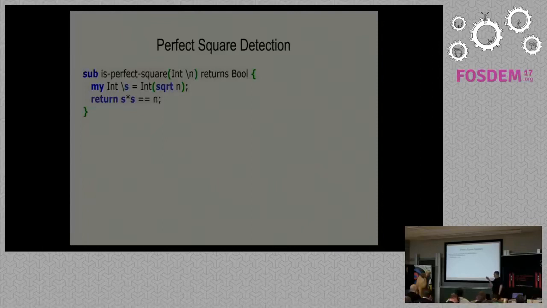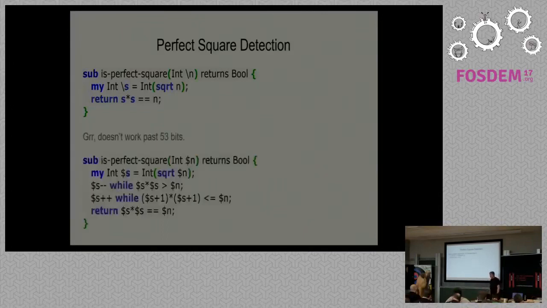So you'd think, oh, well, I can just write it like this. I have big numbers, so big ints. Great, I just take the square root of n, turn that into an integer, and see if that returns that. But we then realize Perl 6 does not have big floating point numbers, so that actually doesn't work. So the right thing to do is write an integer square root routine. I did not do that yet.